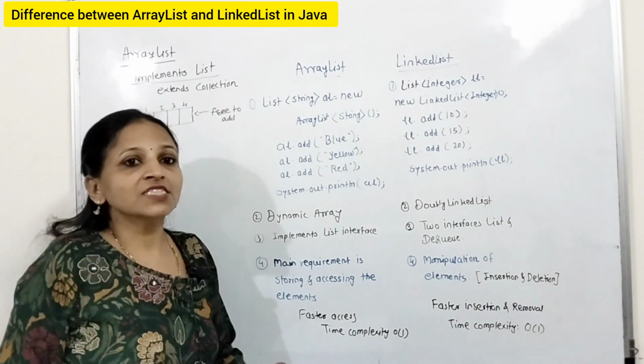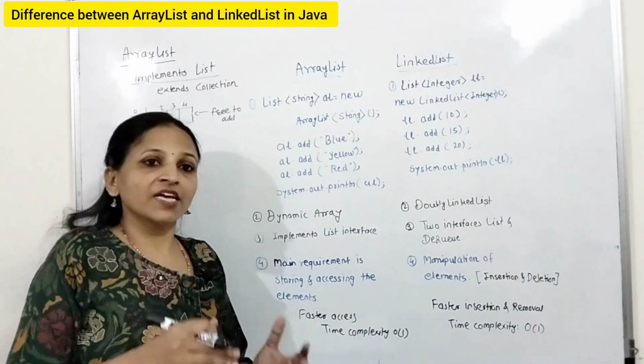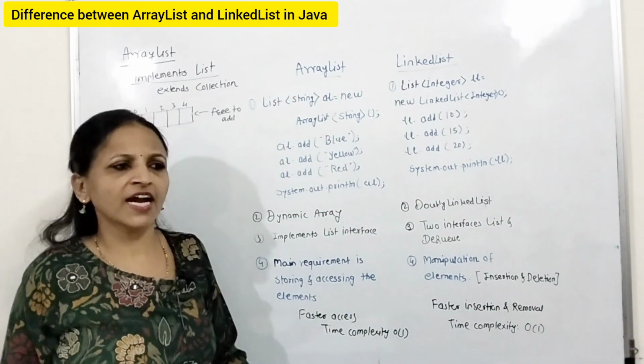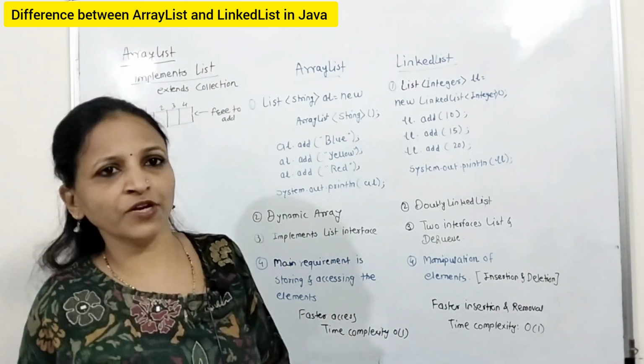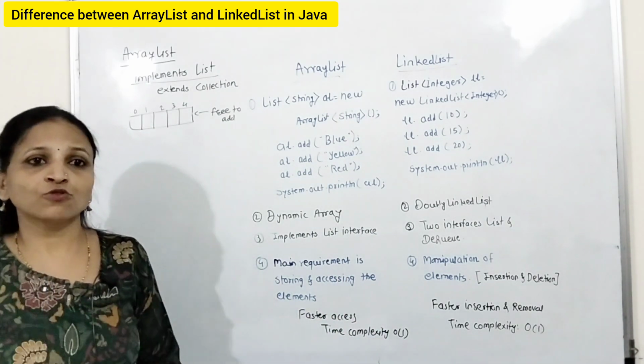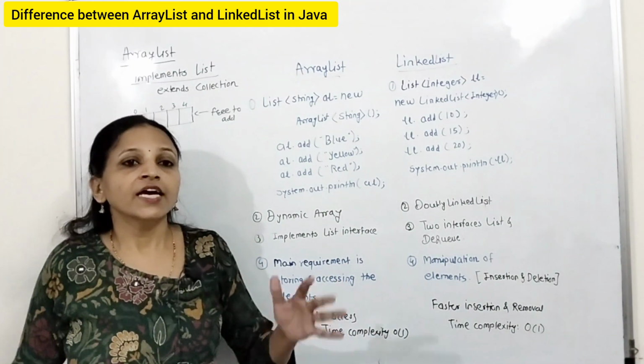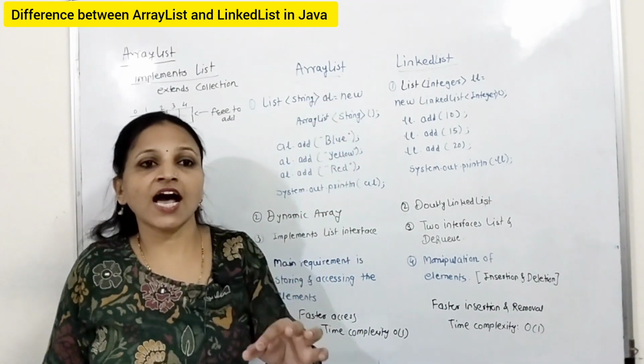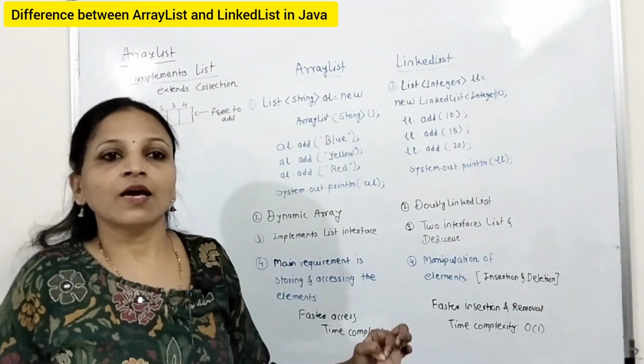Getting it? The only difference is static array versus dynamic array. ArrayList implements the dynamic array. You can add any number of elements you want, and you can remove any number of elements you want. There is no restriction. That means the underlying data structure for the ArrayList class is a dynamic array.